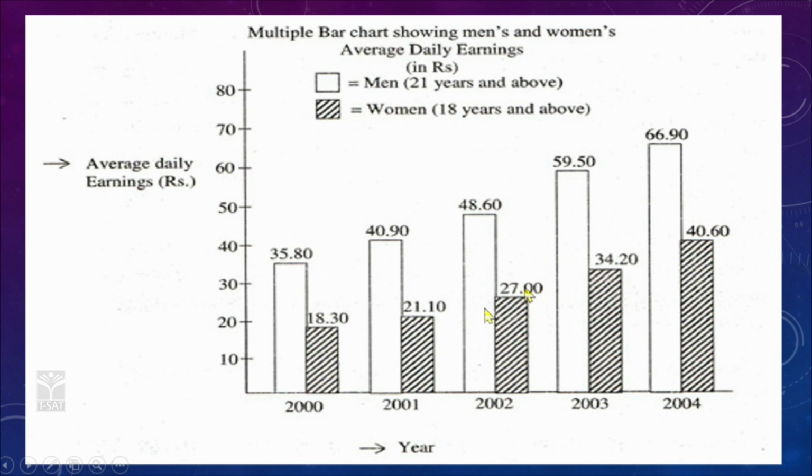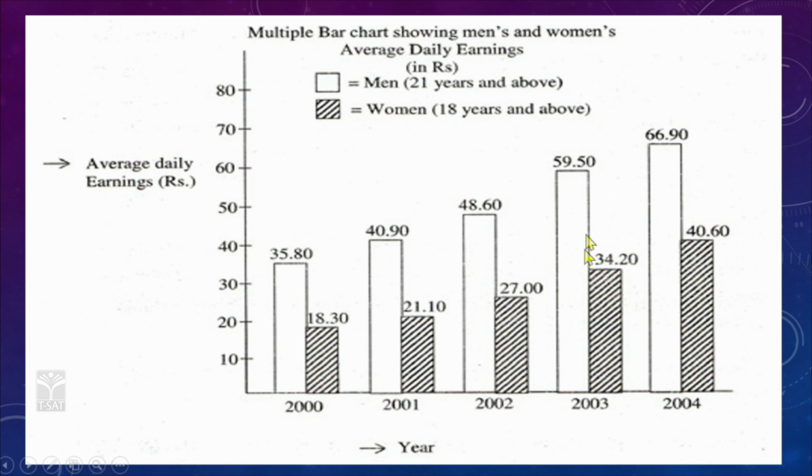But the difference between 2000 and 2004 is in 5 years. There is an increase of nearly double, meaning 66.90 minus 35.80 means a 31 rupees 10 paise increase. When you compare with the women, from 18 rupees 30 paise to 40 rupees 60 paise, it means around 22 rupees 30 paise is increasing. So, that is the average daily earnings given. Okay, so we can ask so many questions here.